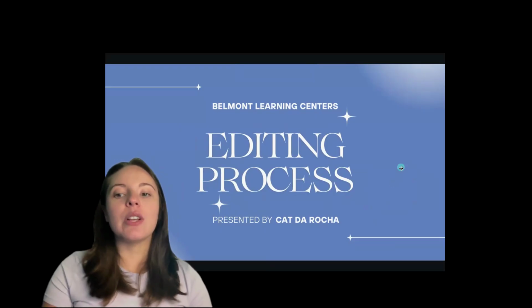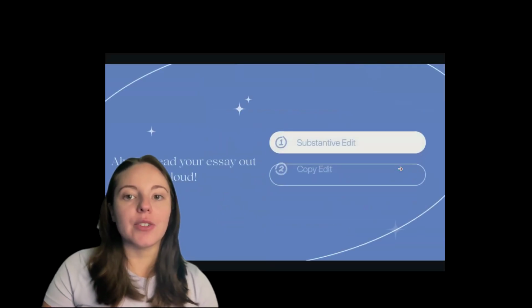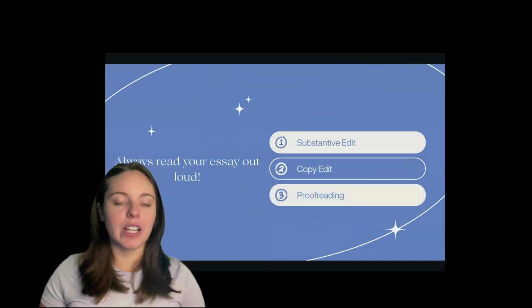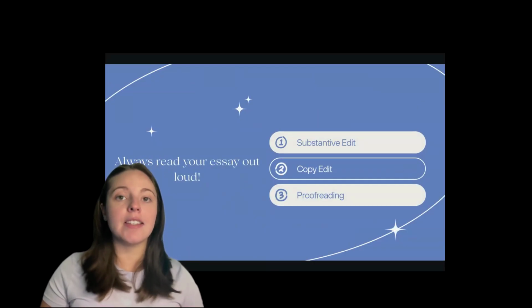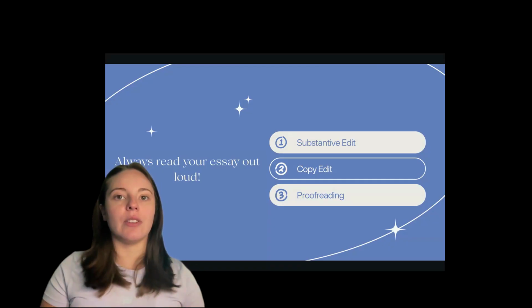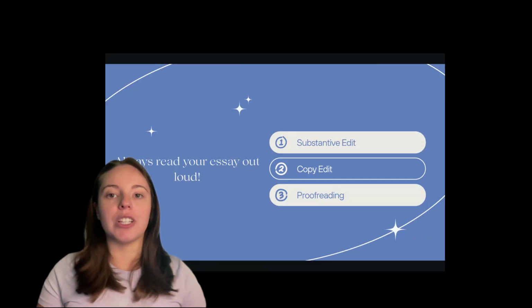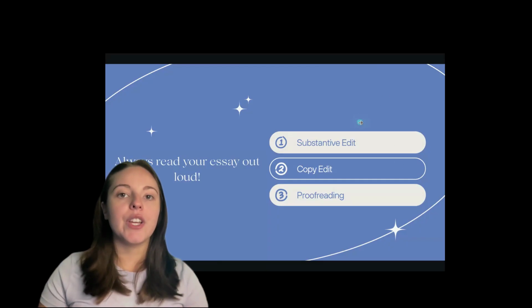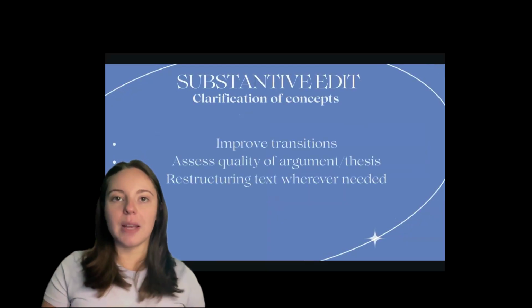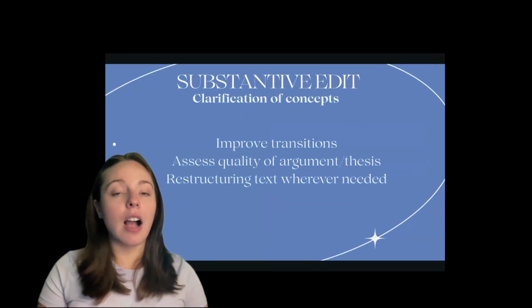Today we're going to be looking at the editing process that goes into your essays. Now, as a Writing Center tutor at Belmont Learning Centers, I see a few different things when it comes to editing those completed essays, but the one thing that I always recommend to students is to always read your essay out loud. It can be in any step of the editing process, but especially important in the proofreading aspect. So we're going to be looking at three different types of editing: the substantive edit, the copy edit, and the proofreading aspect.